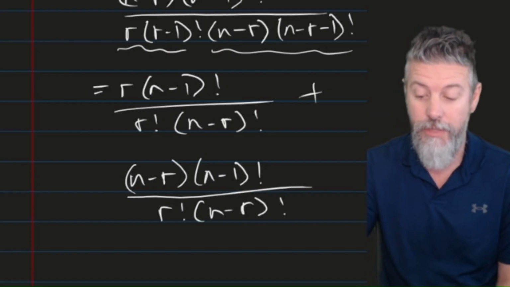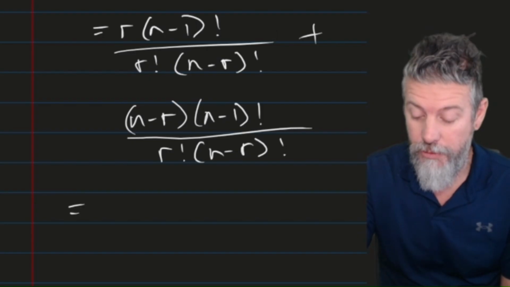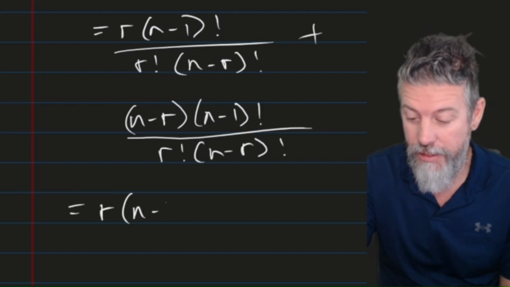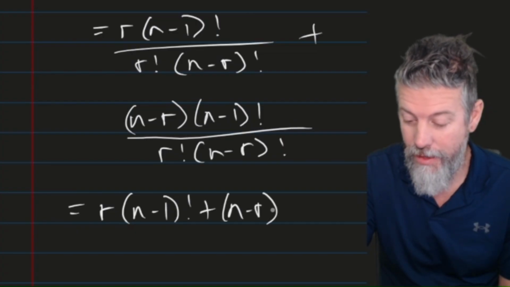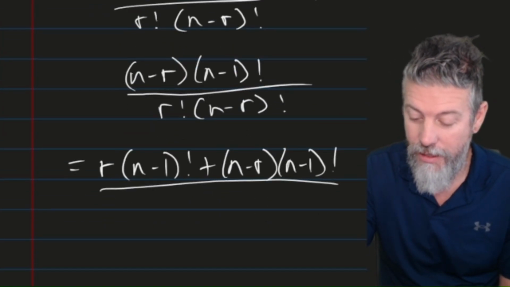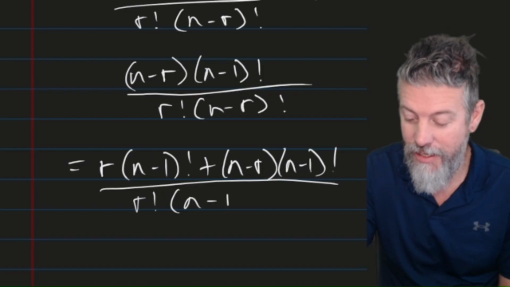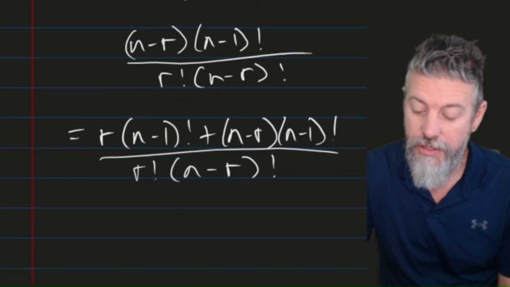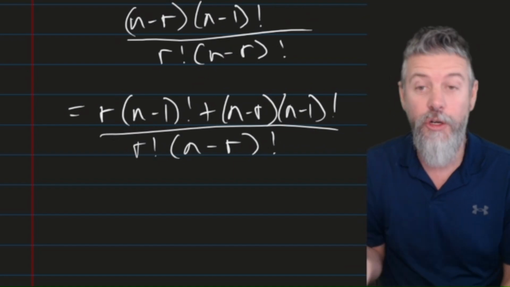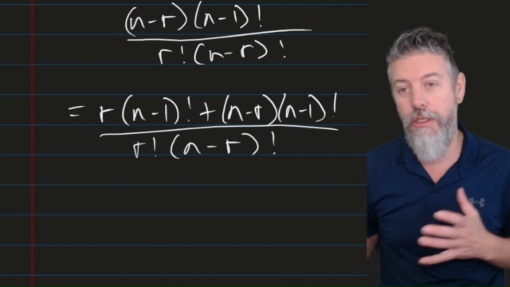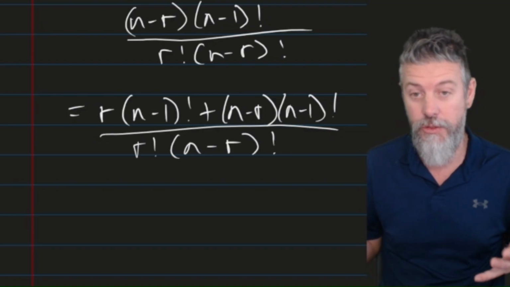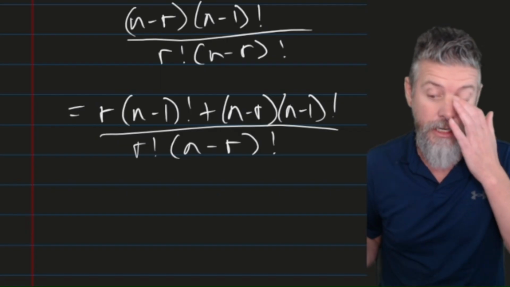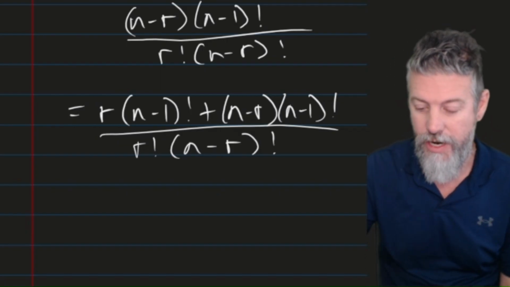Okay, so now we definitely can put our fractions together. The denominators are the same. Let's go ahead and add the numerators. So we have r outside of n minus 1 factorial plus n minus r n minus 1 factorial over r factorial n minus r factorial. All right, so now in the denominator, first of all, we've got what we want because we're looking for nCr. And on the bottom of nCr is r factorial n minus r factorial. That's what the definition on the left-hand side is. So we just need to tidy up the top of this right-hand side.